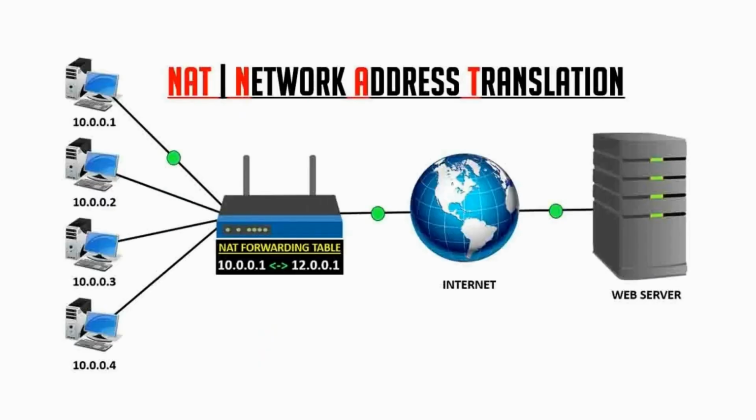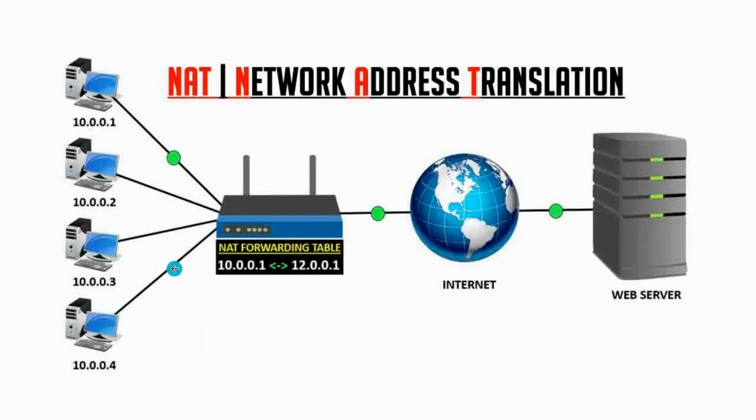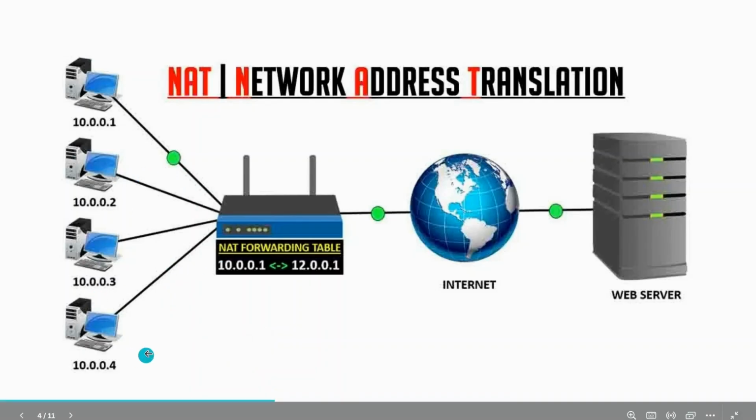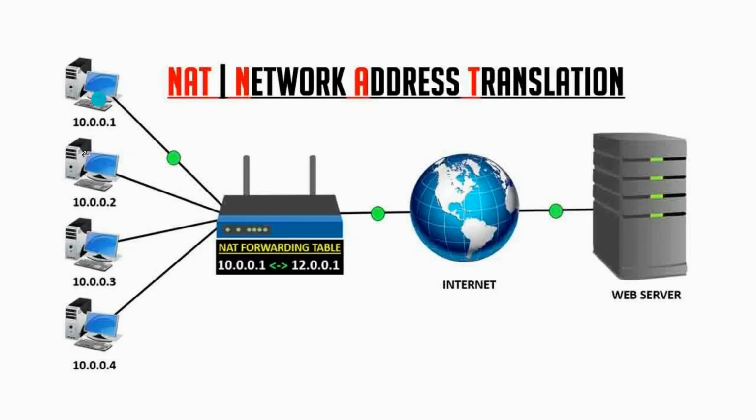Now let's take a closer look at how NAT works. Imagine there are four PCs with private IP addresses, which are only valid in the local network connected to the router. When a PC sends a request to the internet, the router replaces the private IP with its own IP address, and that process is called translation, and that is NAT.